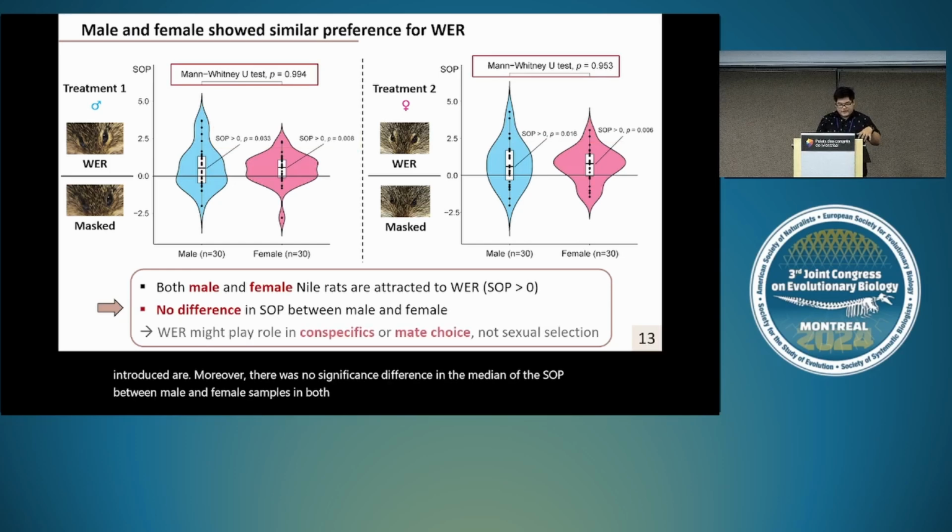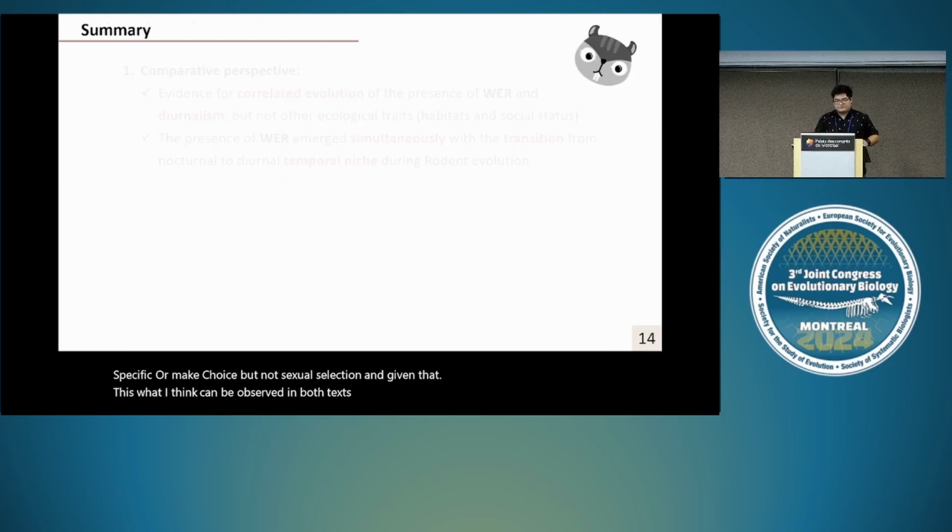So we conclude that the white eye ring may play a role in conspecific or mate choice, but not sexual selection, given that this white eye ring can be observed in both sexes of the Nile rat.